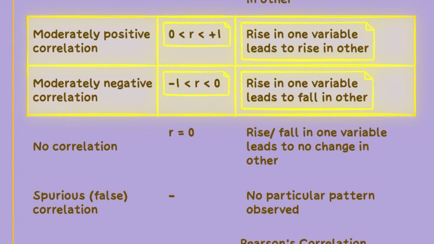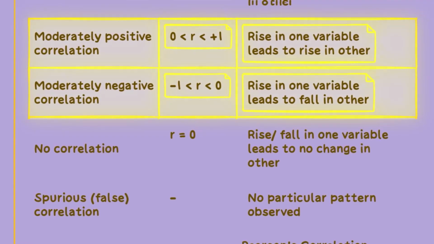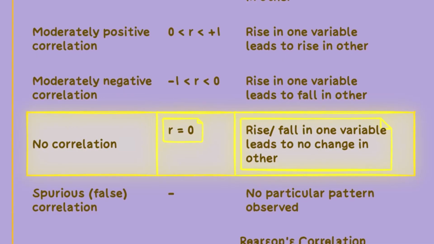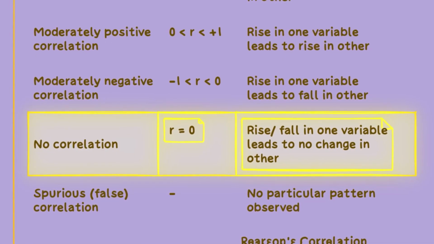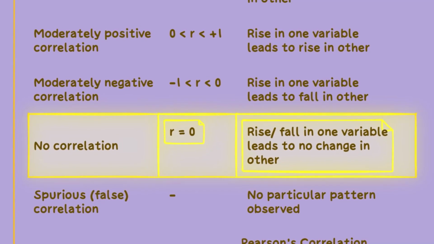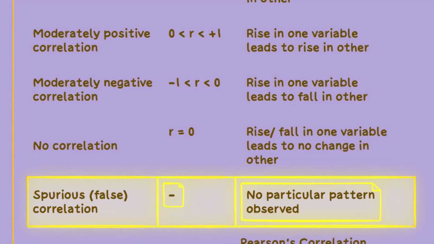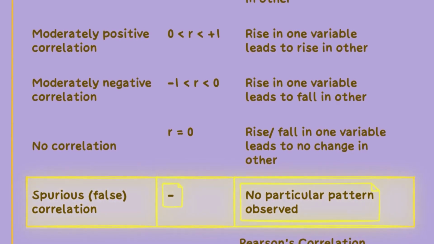Moderately positive and negative correlations signify that an increase in one variable is associated with a rise or fall in the other, though not perfectly. When R is equal to 0, there is no correlation between the variables, implying that changes in one variable do not affect the other. Spurious or false correlation refers to situations where no particular pattern or relationship is observed.